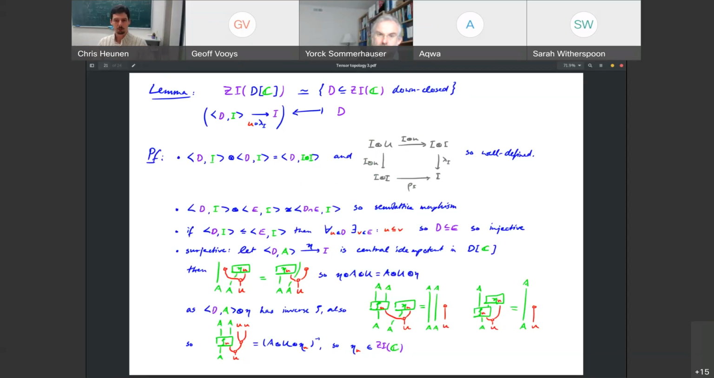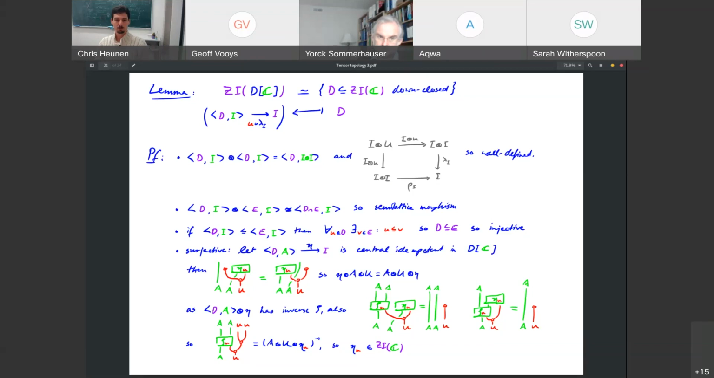So what? What's so great about this new one? I promised you this new one is going to have universal joins. So we better figure out what the central idempotents are in the new one. Now I claim the central idempotents in the new category are in correspondence with the down-closed subsets of central idempotents in the old category.